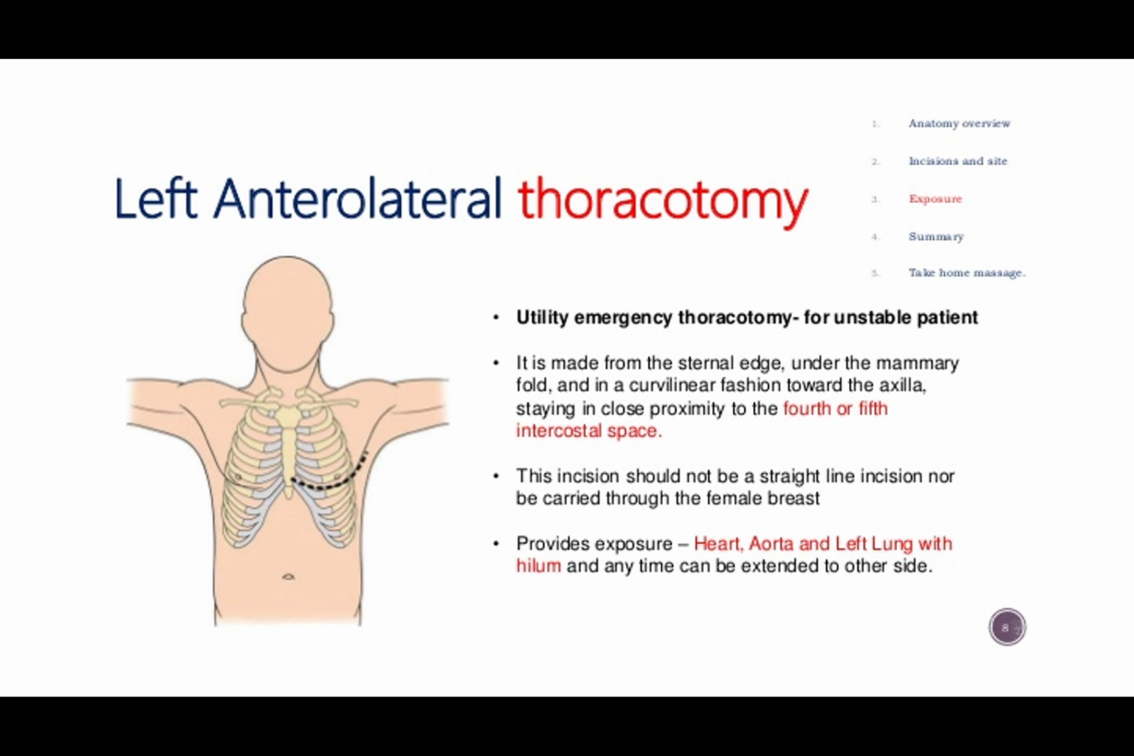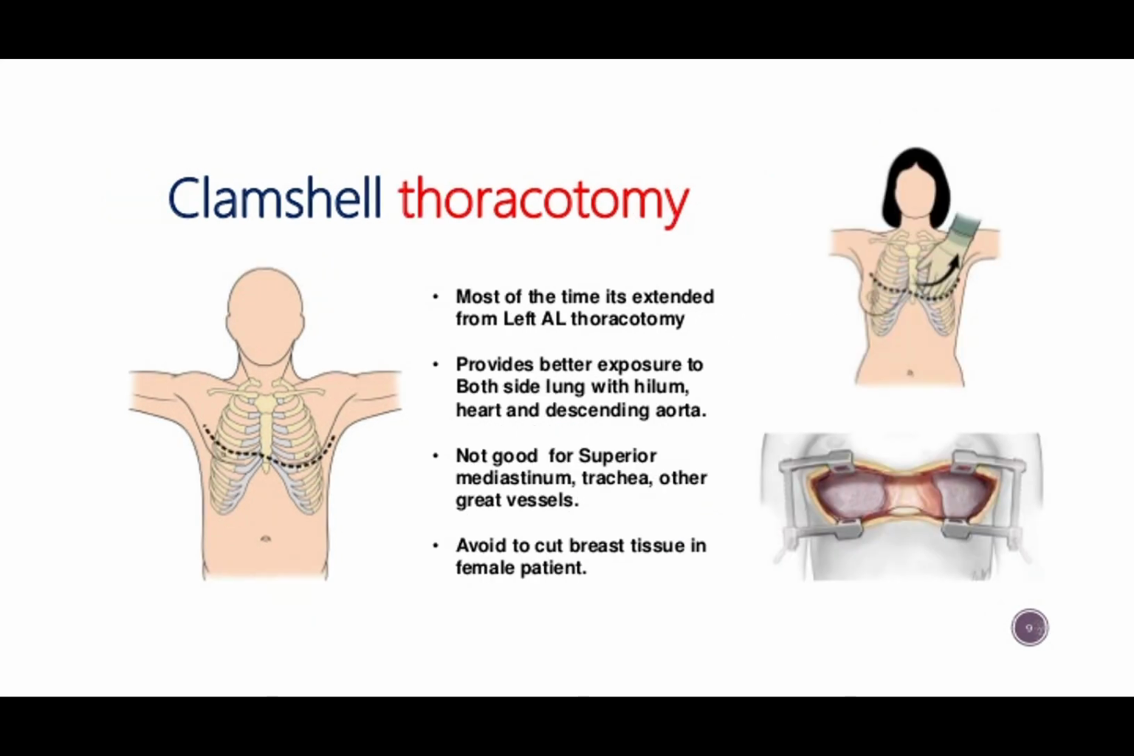Again, you're trying to get to that 4th or 5th intercostal space. It should not be a straight line, and you obviously don't want to cut through breast tissue on the woman. But this can give you exposure of the heart, the aorta, the left lung with the hilum, and you can always extend this to the other side to make it a clamshell.